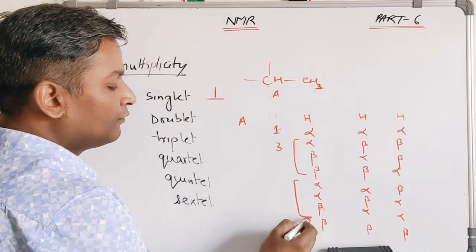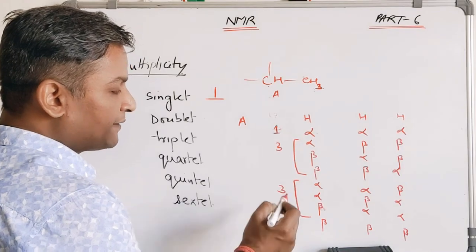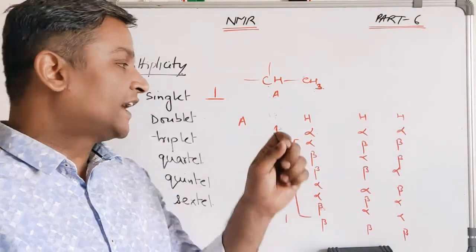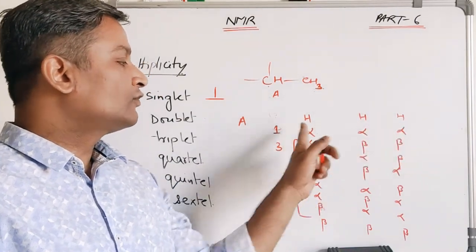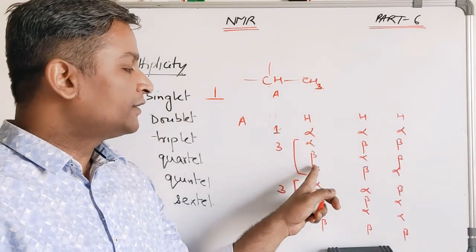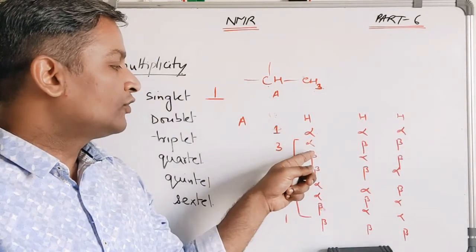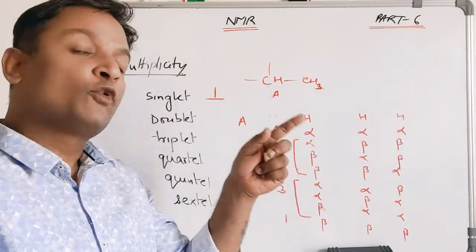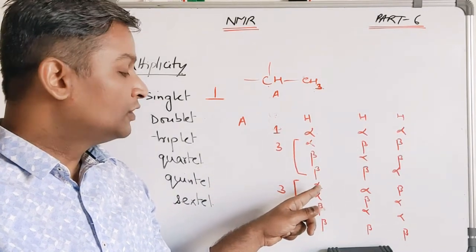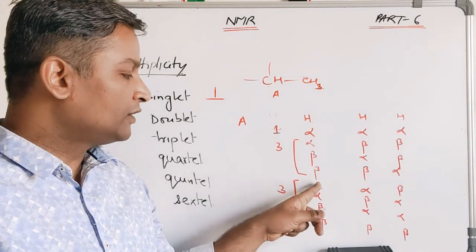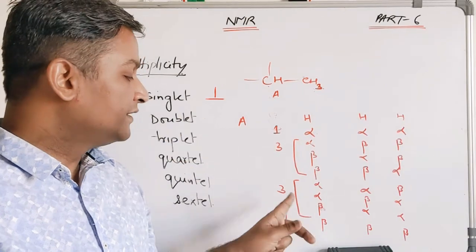These 3 will generate the same type of effect, and this one will generate the same type of effect. I am repeating again here that the possibility of occurrence for these 2 extreme cases, alpha alpha alpha, is 1. These 3 combinations will show the same type of effect, but they are occurring 3 times: 1, 2, 3. The possibility of occurrence is 3. So in this combination also, three combinations are possible, and the possibility of their occurrence is 3 times.